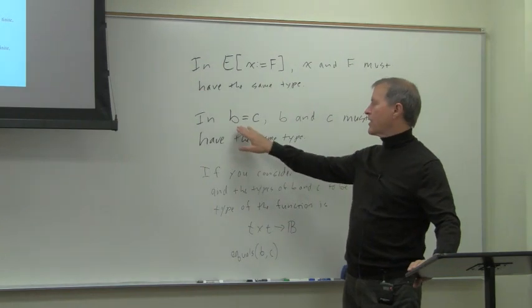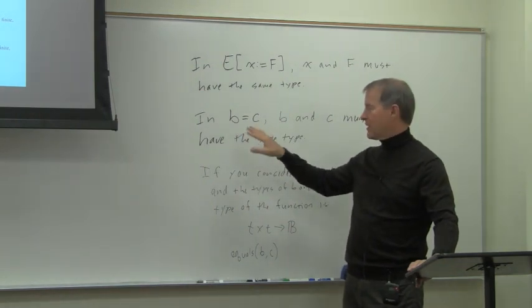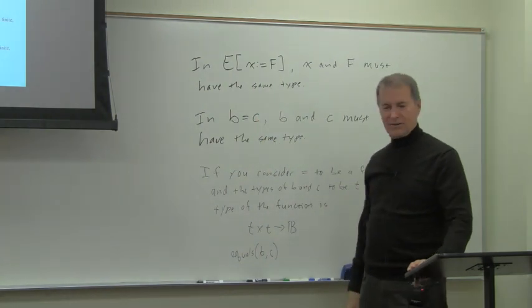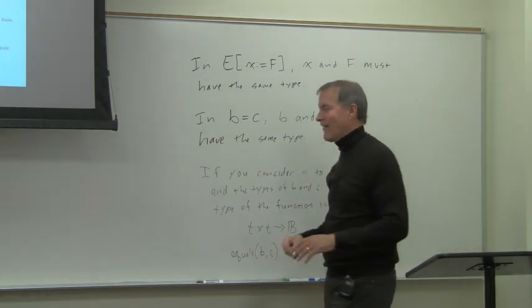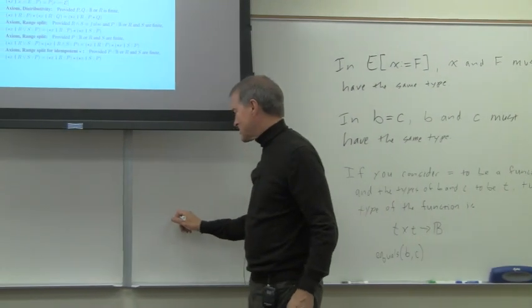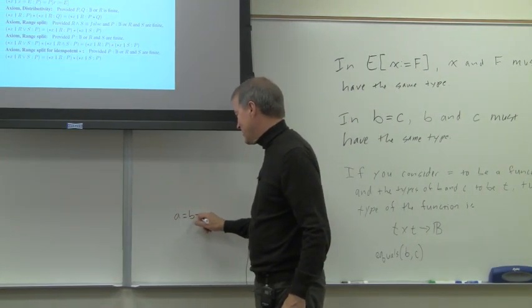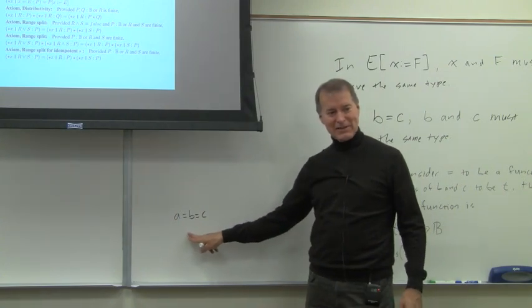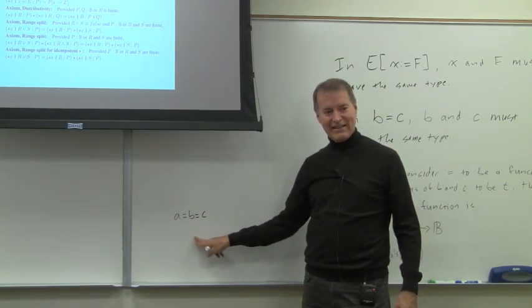For equals there has to be 2, because equals is a binary infix operator. Well, so what if there are 3? What if you say A equals B equals C? Remember, what's the meaning of equals? What's the meaning of this?